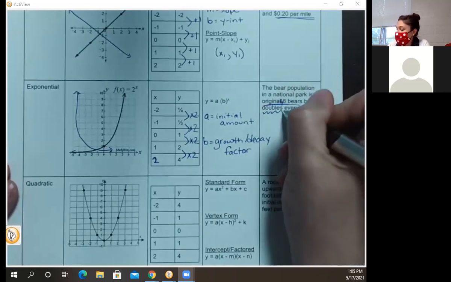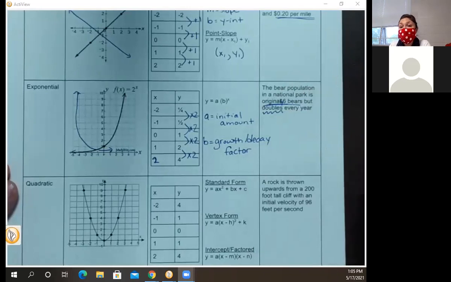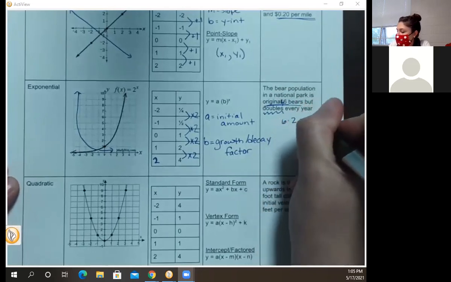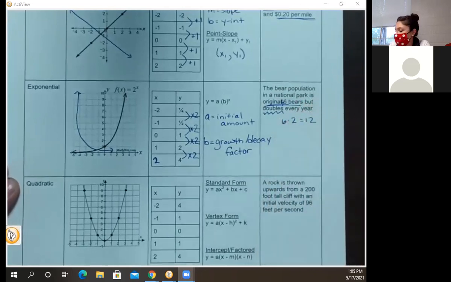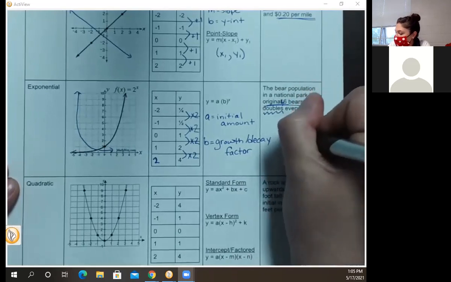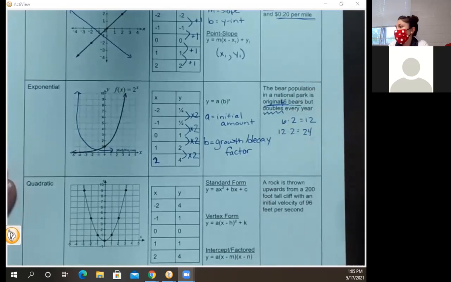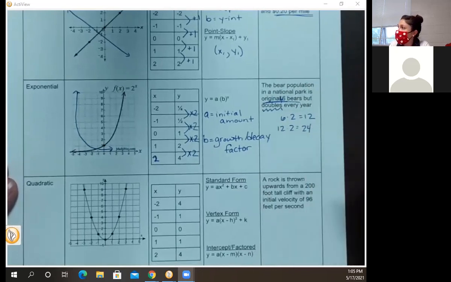Now, because we're multiplying, as it doubles, we multiply by 2. That means we're not adding the same number of bears every time. If we start with 6 bears and we double it, that means that first year we're going to add 6 bears, to get 12. And then we take that number and we double it. So the next year we're adding 12 bears, to get 24. Right? Since I'm not adding the same number of bears every time, this would not be a linear function, because we're multiplying instead of adding.